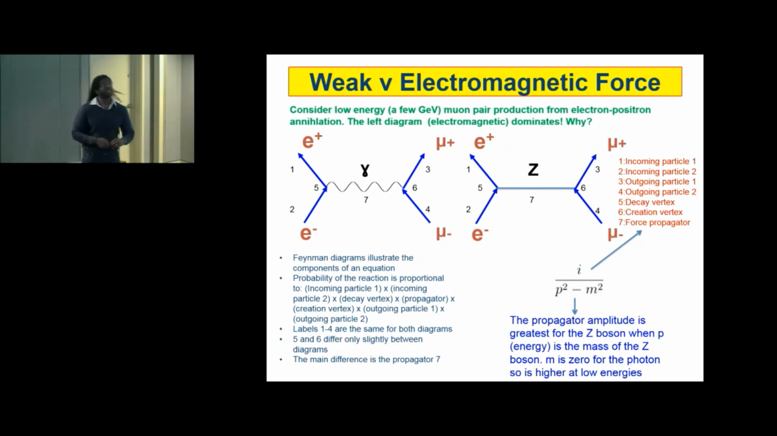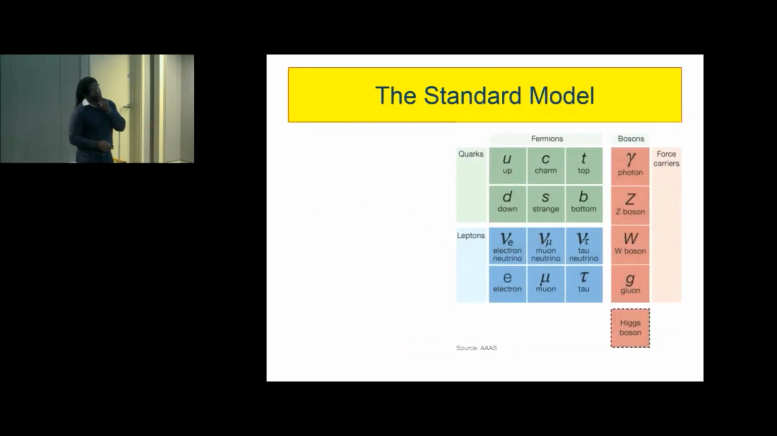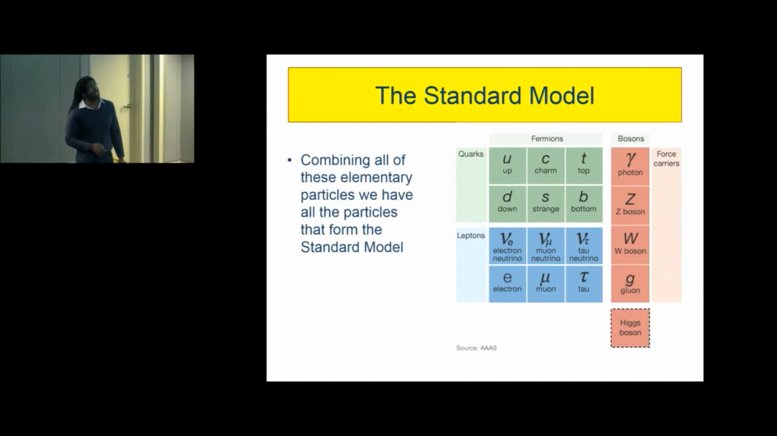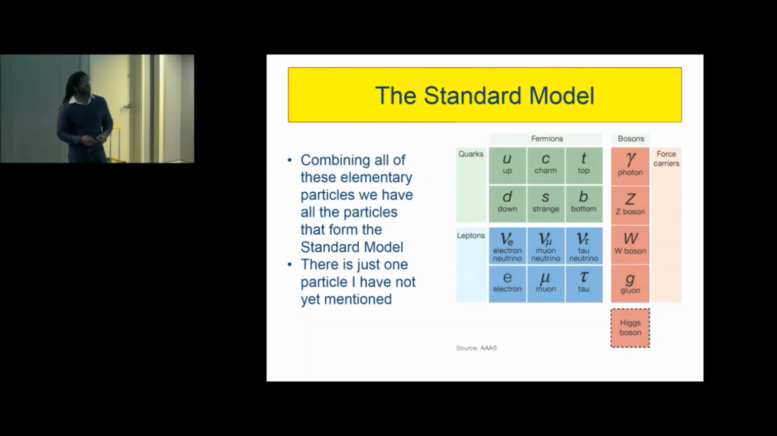Okay, I'm running out of time, so let's speed up. So this is what we call the standard model. These are all the particles in the standard model. So combining all these particles together, like I said, that's our model of particles and how they interact. However, there's one particle I haven't mentioned yet, which is integral to all the standard model, and that's the Higgs boson. I won't say too much about that because Christian will talk about it a bit more later today, this afternoon.